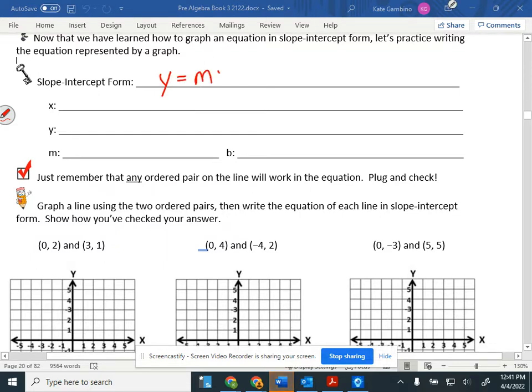Y equals mx plus b. Know it, learn it, love it. You will use this equation for years to come. Rosa is in calculus and she is still using this equation. You need to know the equation.